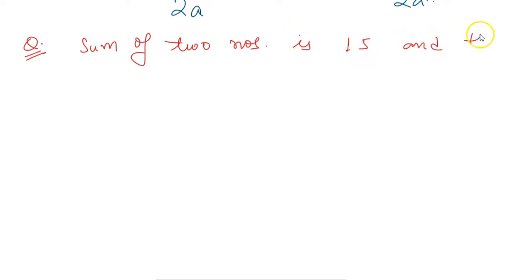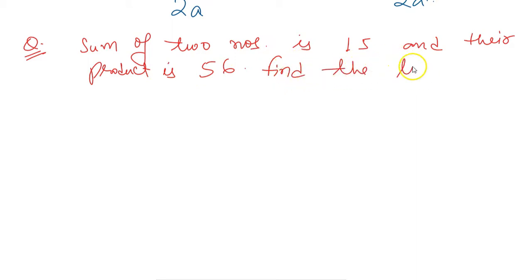So let us say the sum of two numbers is 15 and their product is 56. The question is to find the two numbers. The hint is already given: use quadratic equation if required. So you can again pause and try solving this.